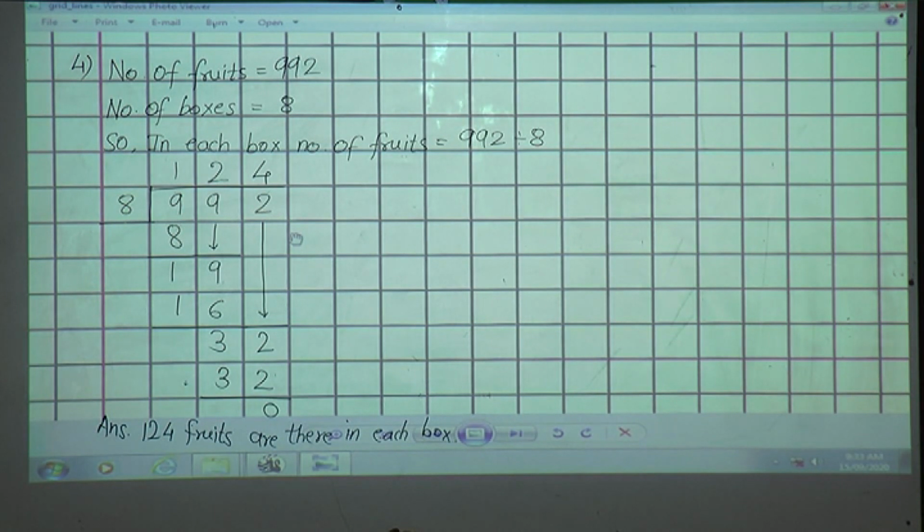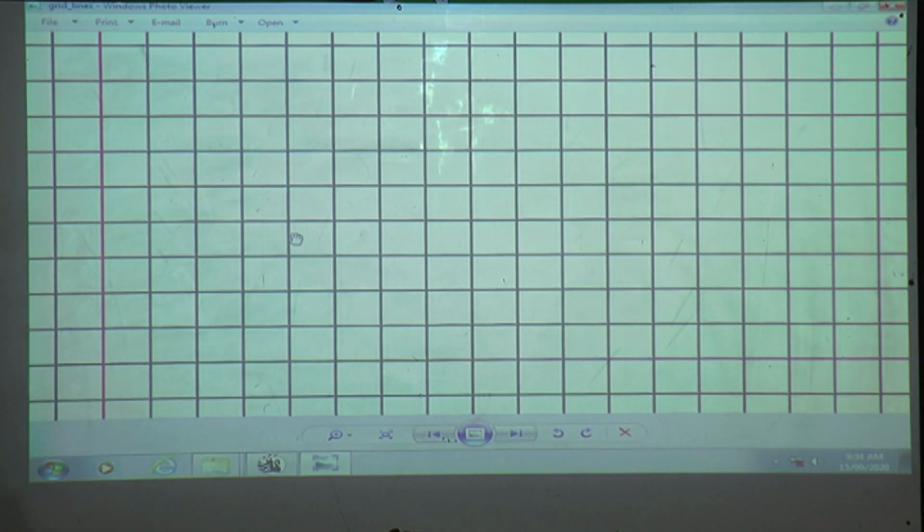Clear this fourth example? Now we'll move to the fifth example. Read the question. Textbook is there in front of you. Keep your finger on the line. The question is, at a dinner party, 264 people are seated in 8 equal rows. How many people are seated in each row?